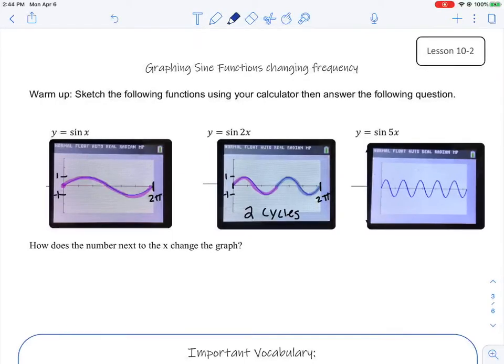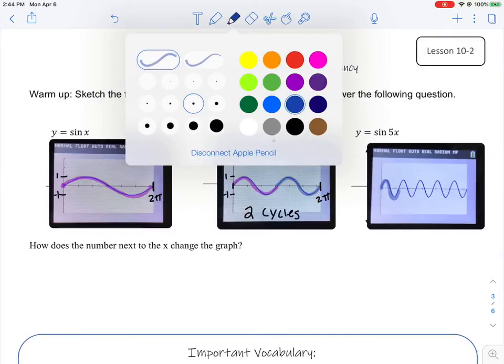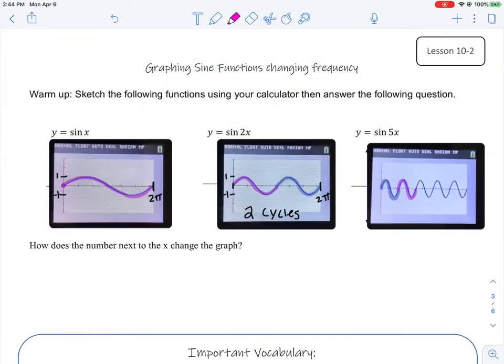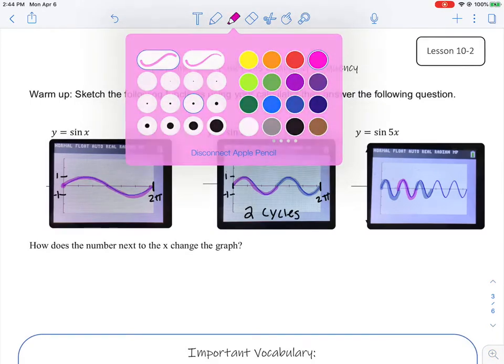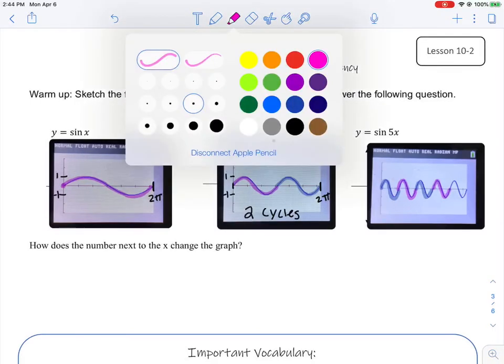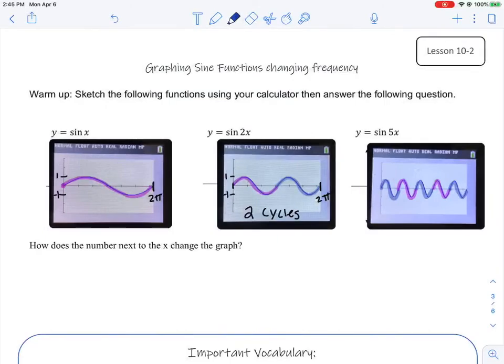And in this third one, if I trace this again, I would have 1 cycle, 2 cycles, 3, 4, and 5 cycles. Again, I did not change my window, so this still is at 2 pi. My maximum is still 1. My minimum is at -1. So the only thing that changed here is our graph kind of squished together and we saw more cycles.